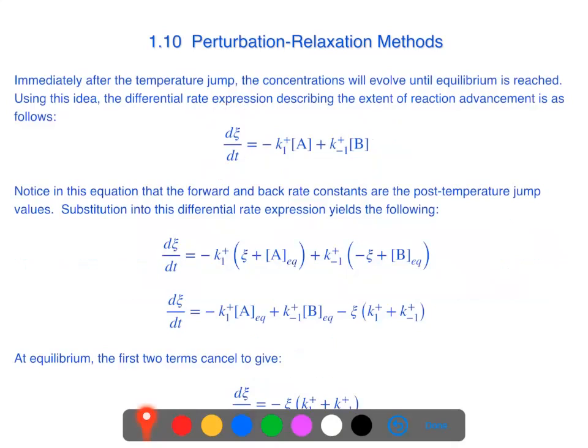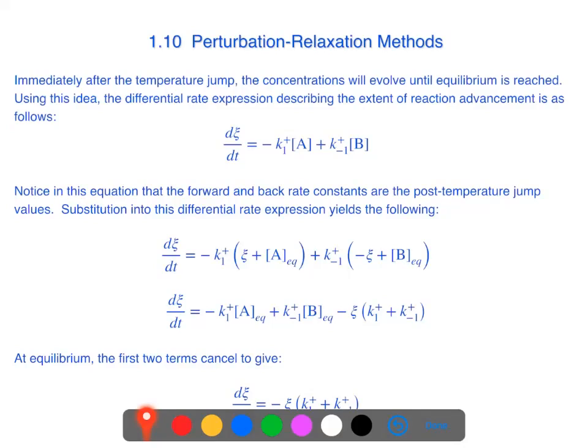So in a sense, what we're doing is we're following that change, that advancement of the reaction, as opposed to following a change in the concentration of A or the change in the concentration of B. It's easier to follow one variable than it is to follow two variables. So we are following that change, xi. Notice in this equation that the forward and back rate constants are the post-temperature jump values.